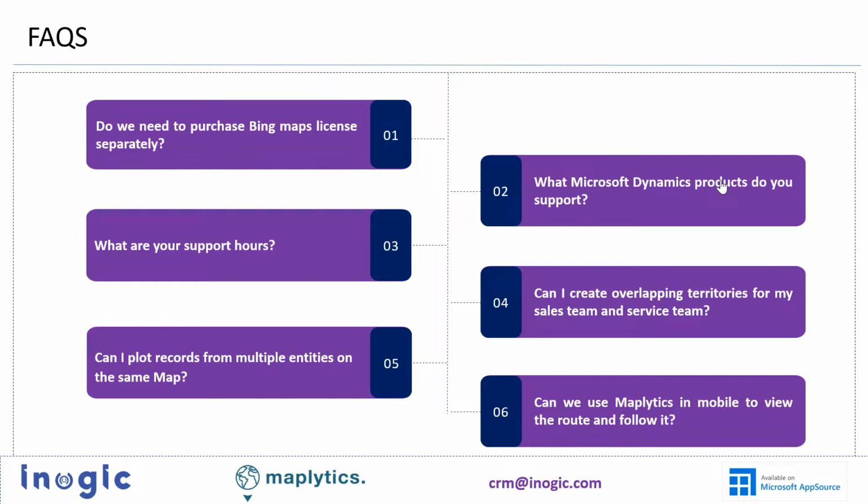Can we use Maplytics in mobile to view the route and follow it? You can use the latest mobile UI to visualize all of your Dynamics CRM data on the map. You can create the route, visualize your route, and follow the route using turn-by-turn directions. You can see the proximity search and much more. You can just download the Microsoft Dynamics app for phones or the Microsoft Dynamics CE app from the Play Store or the App Store, enter your CRM credentials to log into your CRM, and you'll be able to use Maplytics just the way I have shown it in this webinar.